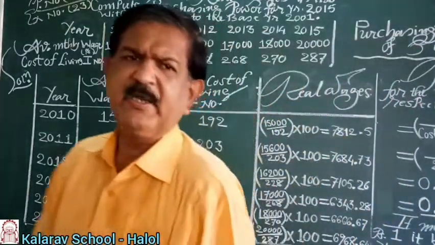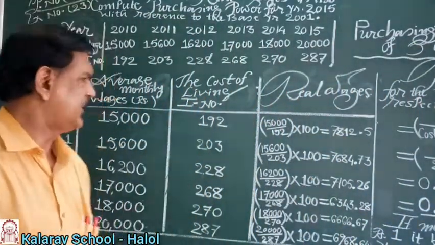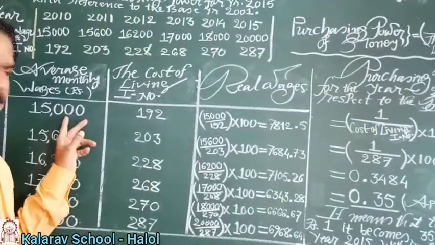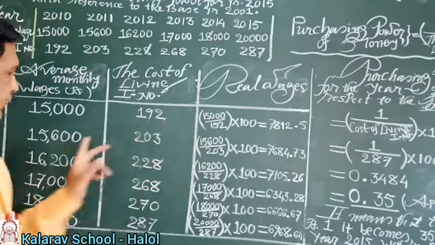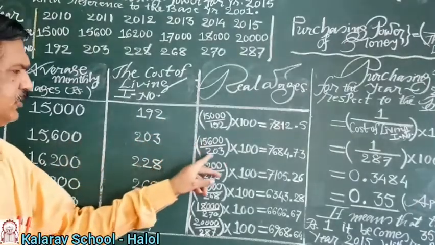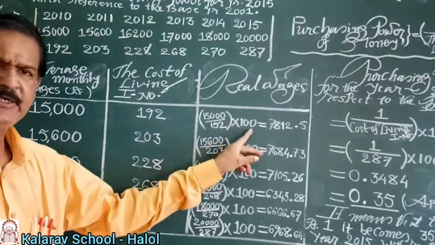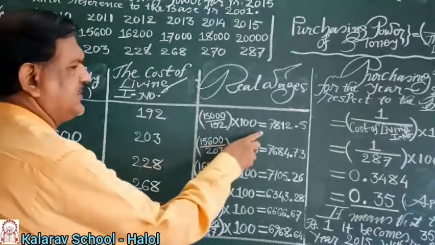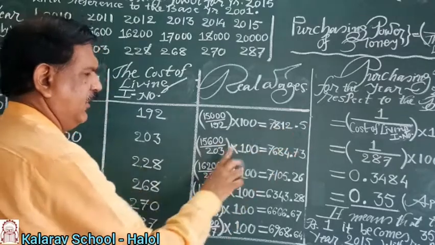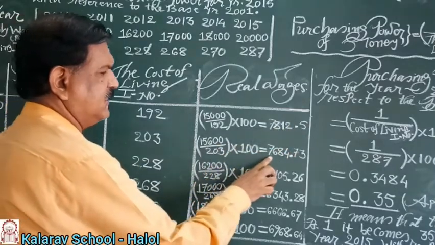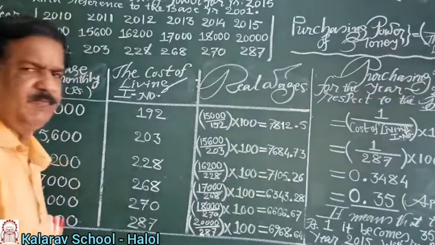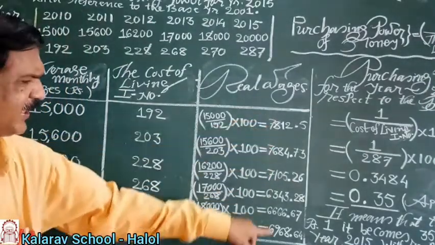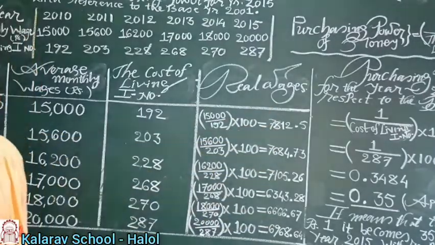For computing real wages, take the division of these two quantities simply. 15,000 upon 192, 15,600 upon 203. In order to measure in percentage, always multiply by 100 the index number. Therefore, this simplification will give the answer as 7812.5, and this simplification answer is 7684.73. This is the simplification made by calculator, right? So please get all the real wages.